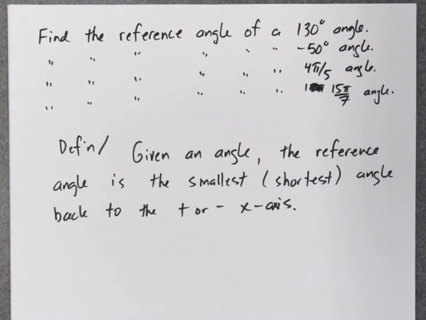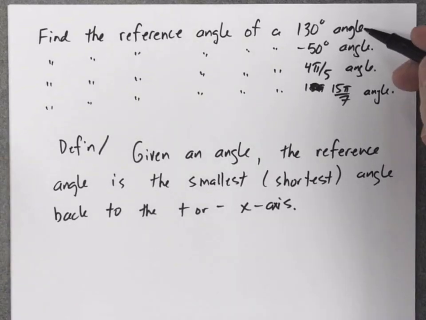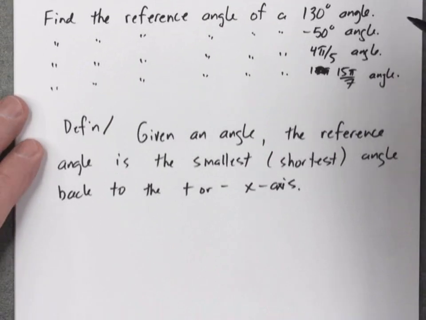All right, that may not be very clear in words, but when I do some of these examples, I think you'll find it pretty simple. Let's just look at this first example. Let's just go draw a 130-degree angle.